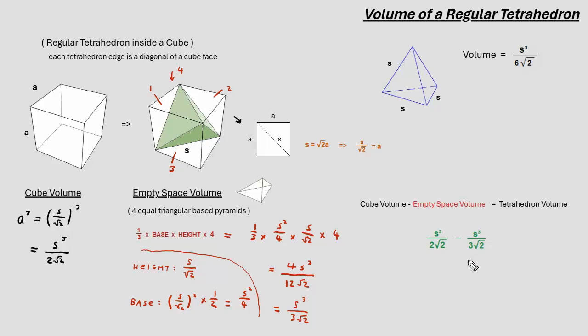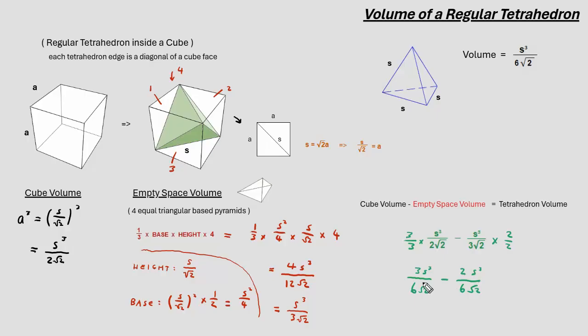However, we would like to have the same denominator. If we multiply here by 3 over 3, which doesn't change the overall value, and over here multiply by 2 over 2, which again doesn't change the overall value, this will give us 3S cubed over 6 root 2 minus 2S cubed over 6 root 2.